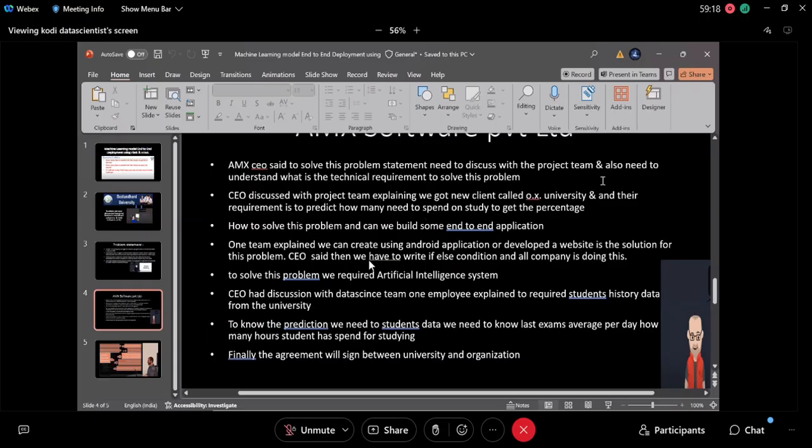So this software company's CEO said, to solve this problem statement, we need to discuss with the project team. Agree? In a company, project teams are there, and we also need to understand the technical requirement to solve the problem. What is the technical requirement? Capacity planning.